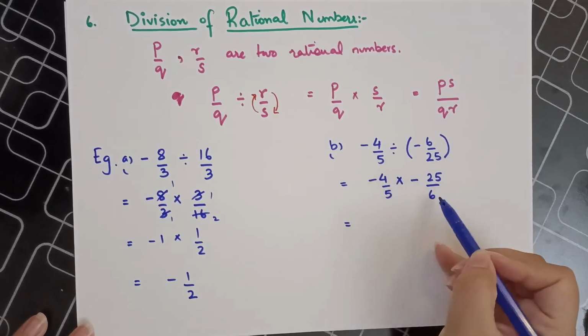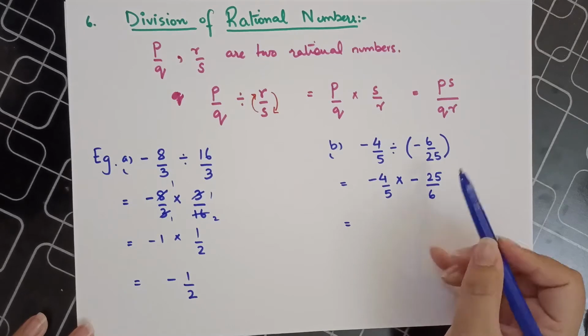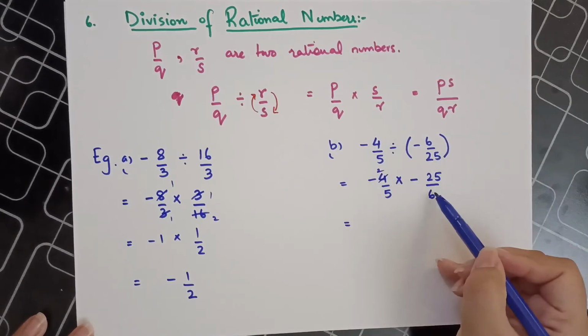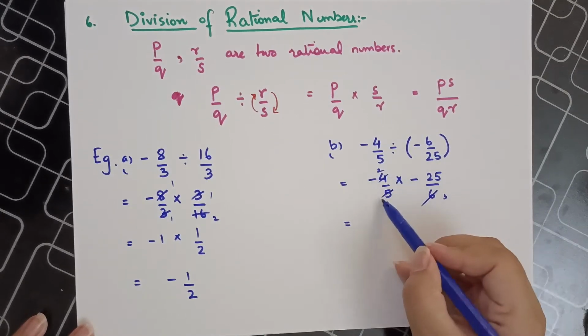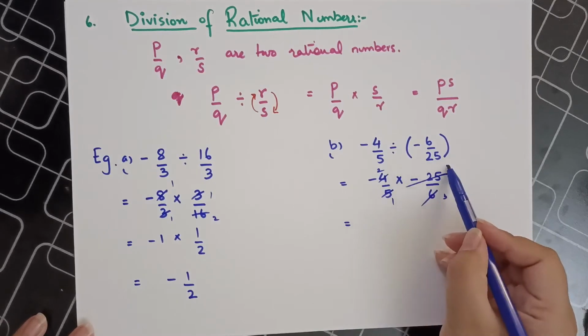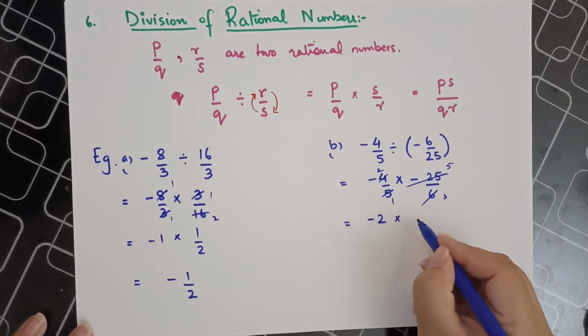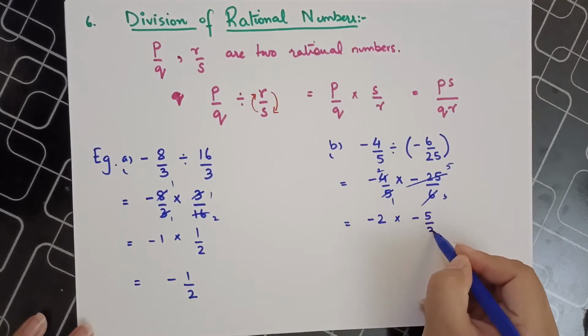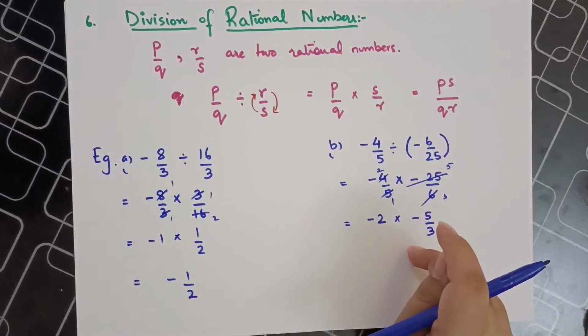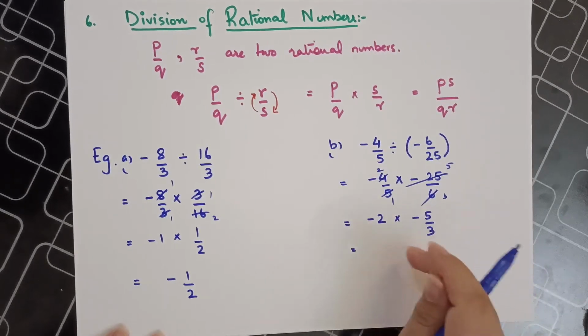Yes, 4 and 6 are divisible by 2. So 2 2s are 4, 2 3s are 6, and 5 1s are 5, and 5 5s are 25. So this will be minus 2 multiply by minus 5 upon 3. Okay, I am writing the negative signs here so that you don't get confused. So they cannot be further reduced.